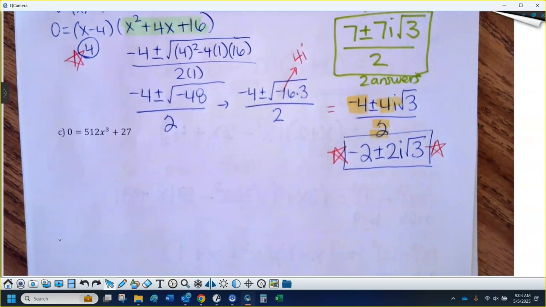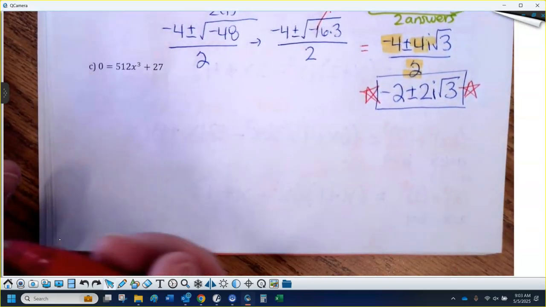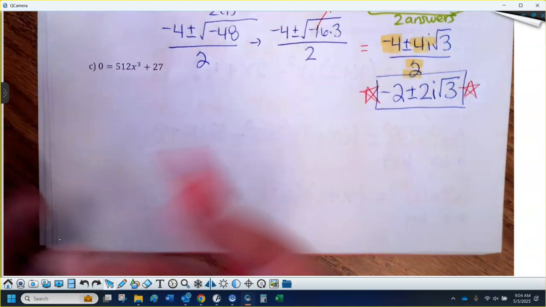Is anybody having a question? Okay, we're just going to do one more real quick. And like I said, I know these are a lot. All of these, if you're solving the actual equation, you got to get 3 answers. You got to use the quadratic formula.